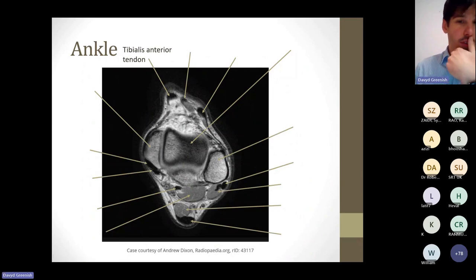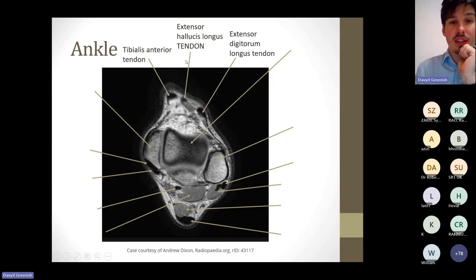Yeah, spot on. So we've got the extensor hallucis longus tendon, and I'm pointing at the tendon there because it's black. And then we've got the extensor digitorum longus tendon. People talk about this being TED at the anterior aspect: tibialis anterior, extensor hallucis, and then extensor digitorum. It doesn't really work because there's no H in it, but people talk about TED. So tibialis anterior, and then you know that the most lateral is digitorum longus.